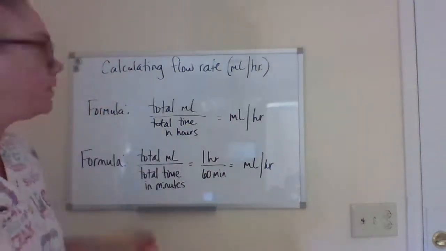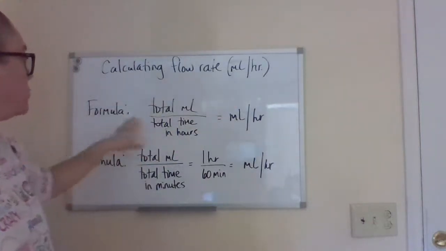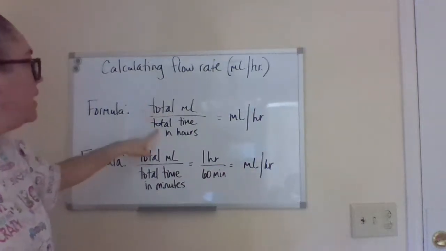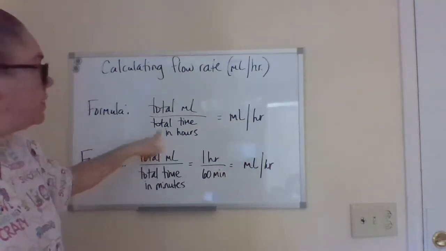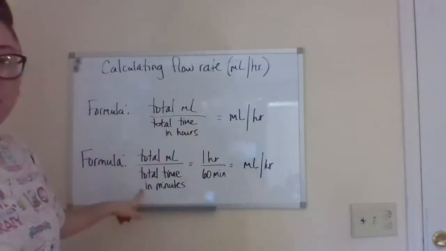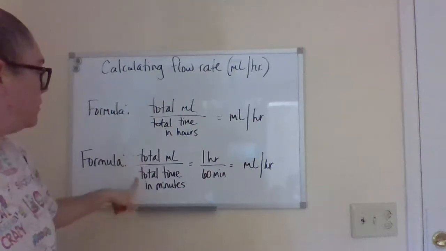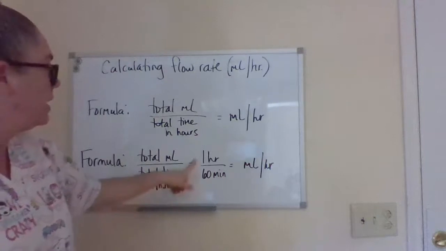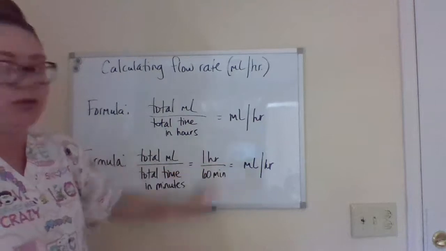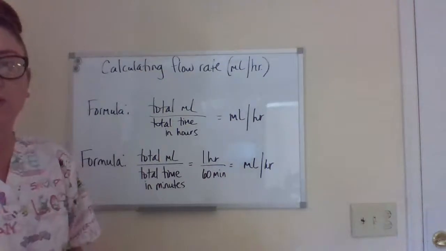So this first board says calculating the flow rate, which is mLs per hour. Your formula: you're going to take the total mL, which means the total size of the bag, divided by the total time in hours, and that will give you your mL per hour. If your time is given in minutes, you're going to use this formula: total milliliters over your total time in minutes equals 1 hour over 60 minutes. Then you'll cross multiply and then divide. But we'll do some examples of those. So I'm going to give you just a second to go ahead and write down those formulas.